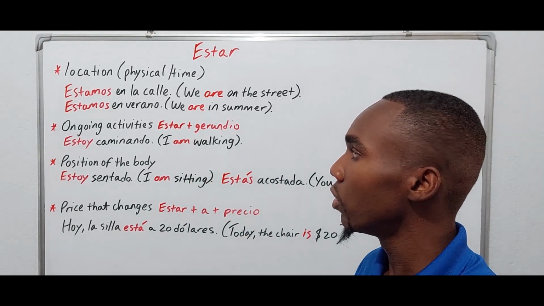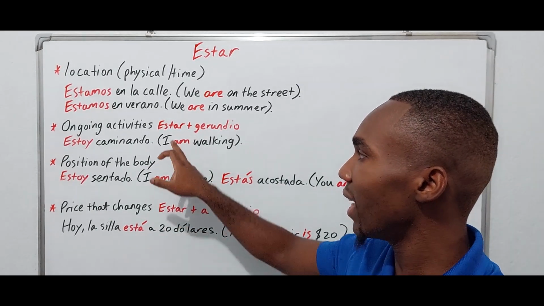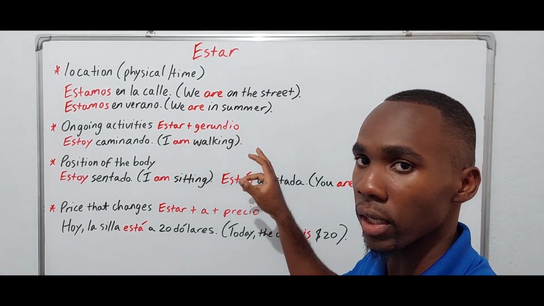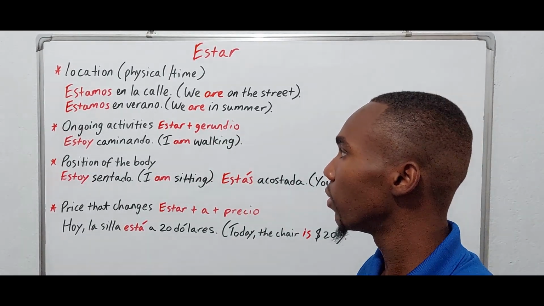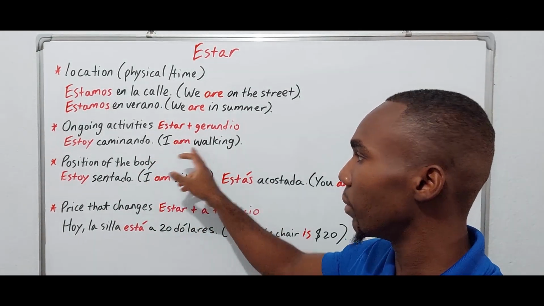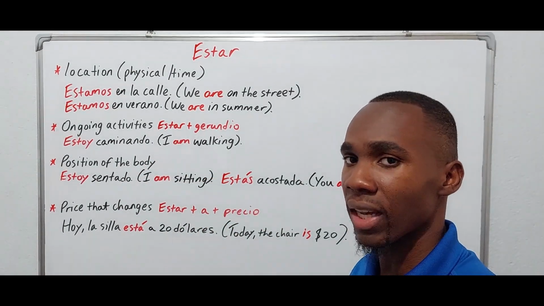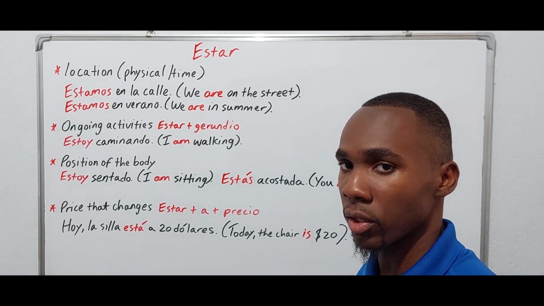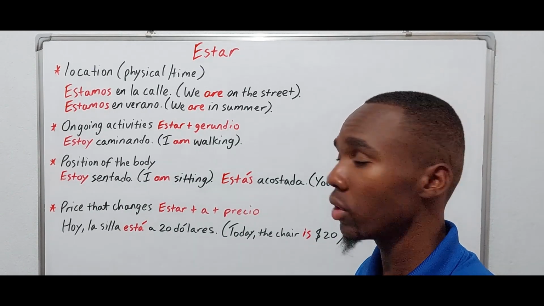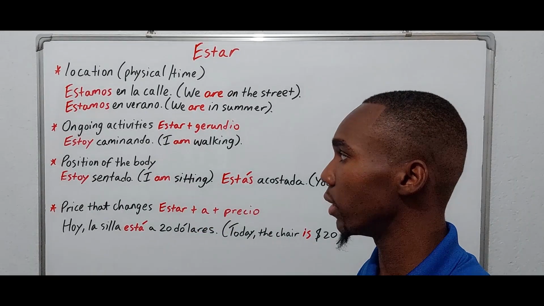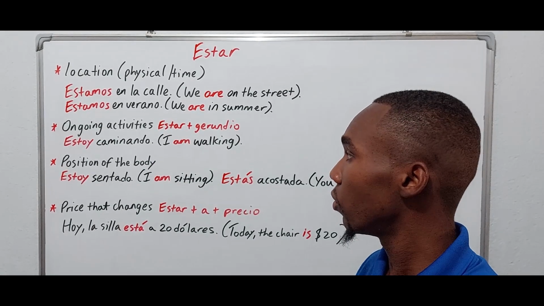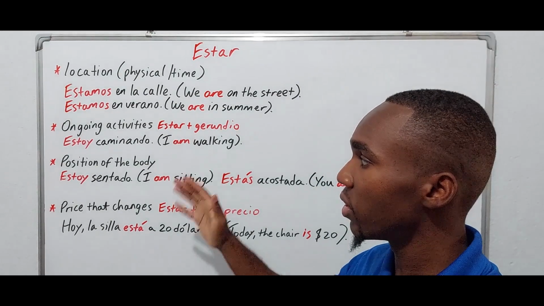Ongoing activities. So with this structure, you're going to have estar plus the gerund, or in Spanish, el gerundio, okay? The continuous form. So estar plus gerundio. Estoy caminando, I am walking. Right, so use estar plus the gerund form of the verb to talk about ongoing activities, okay? So estoy caminando, I am walking. Estoy bailando, I am dancing. Okay?